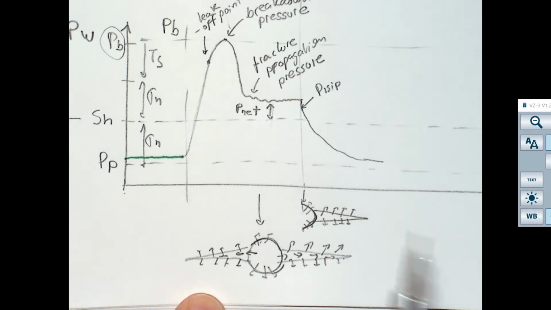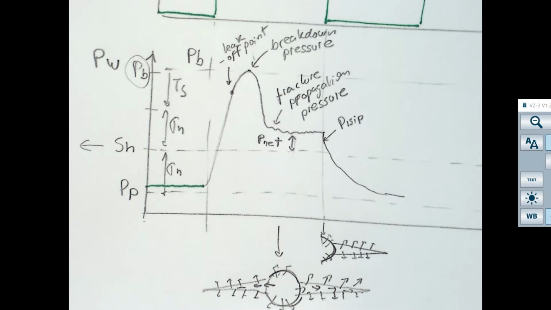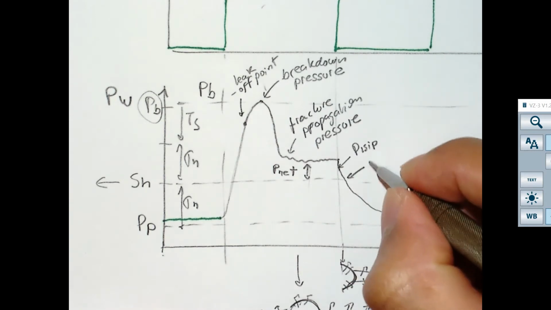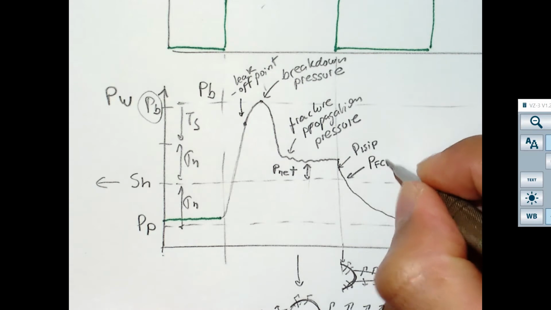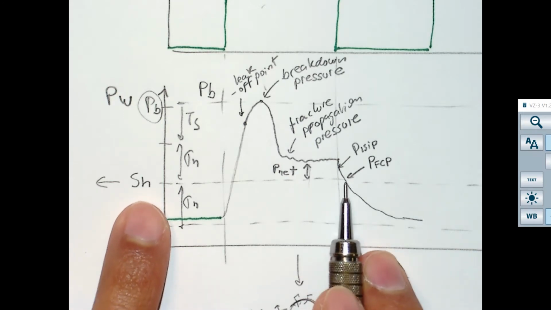Well, there is going to be a point in which this fracture is going to close, because all the fracturing fluid is going to leak into the formation, right? And that's going to be at what is called the fracture closure pressure, FCP. And that fracture closure pressure is going to be very, very close to the minimum principal stress.